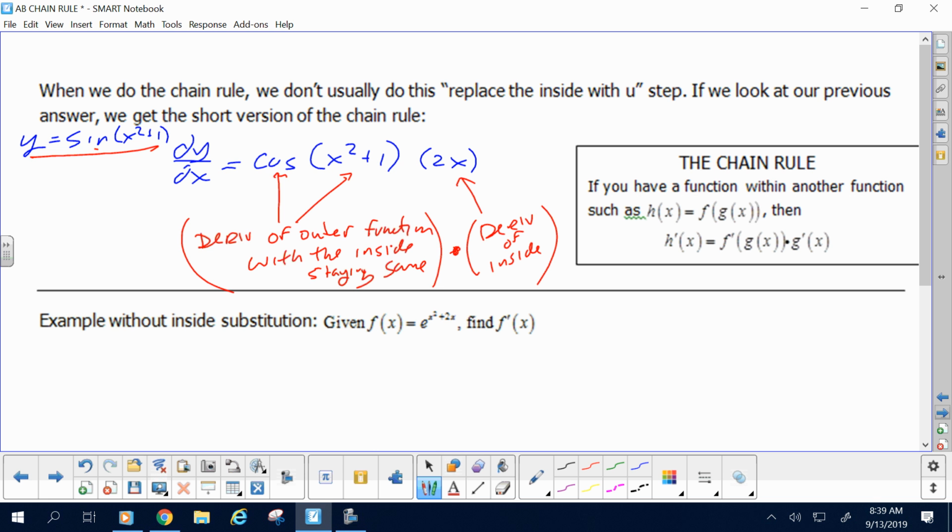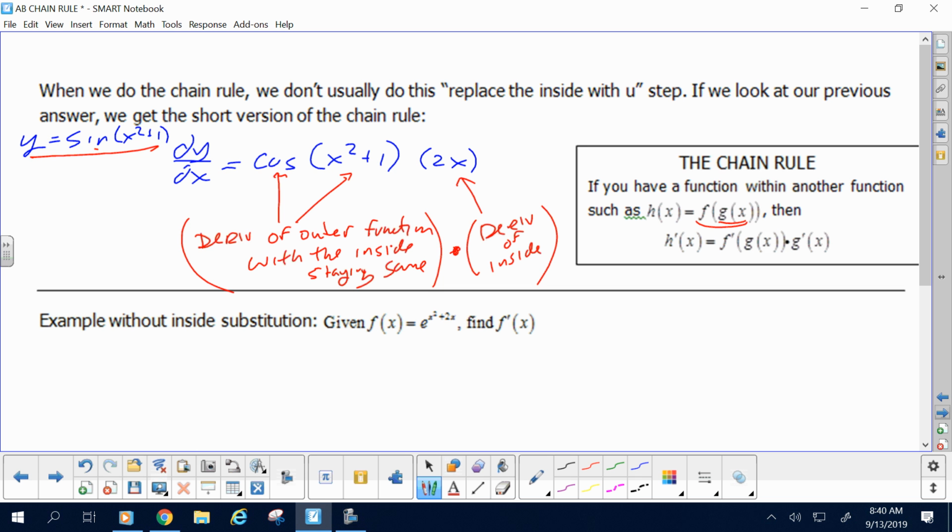Now that then is the chain rule. It's the idea that if you have a function within another function, which is sometimes called a composite function, then you take the derivative this way. You take the derivative of the outside function, which is f prime, with the inside the same. Then multiply that by the derivative of the inside, which is g prime. So let's say we do a problem like this forevermore without this u substitution. If I ask you to take a derivative like this by chain rule, you don't do this u thing. I just wanted you to see why you do what you do, but now we're going to use this idea.